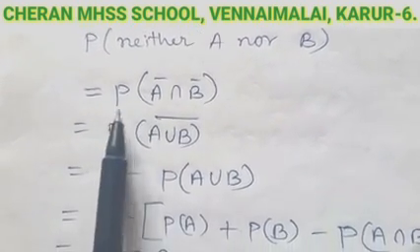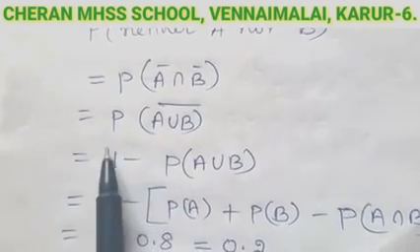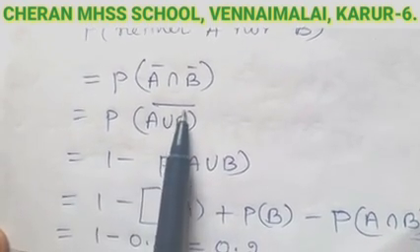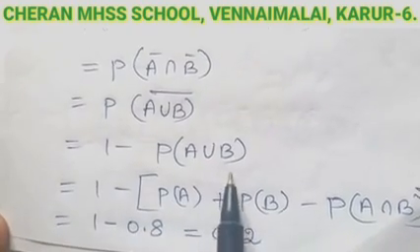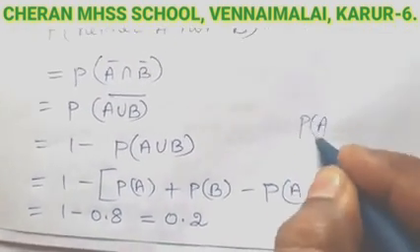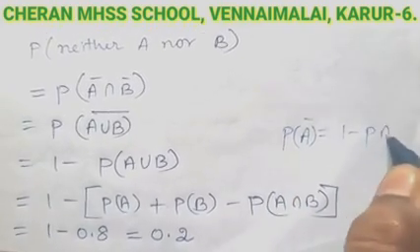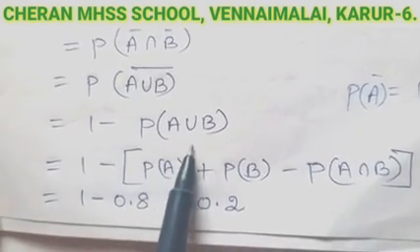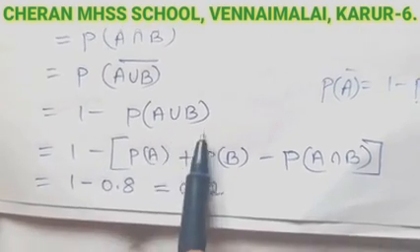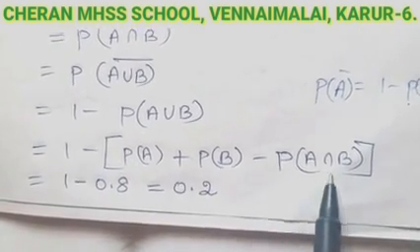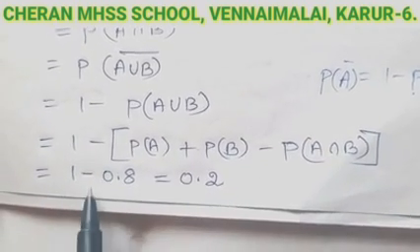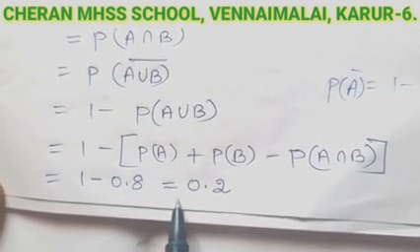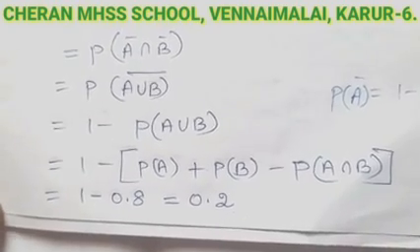We can write P of A bar intersection B bar as P of A union B the whole bar, but P of A union B the whole bar is nothing but 1 minus P of A union B, as we write P of A bar is equal to 1 minus P of A. Likewise, we can write this also as 1 minus P of A union B. The formula for A union B is P of A plus P of B minus P of A intersection B. That is 1 minus, the value for this is 0.8, that is equal to 0.2, subtracting both.